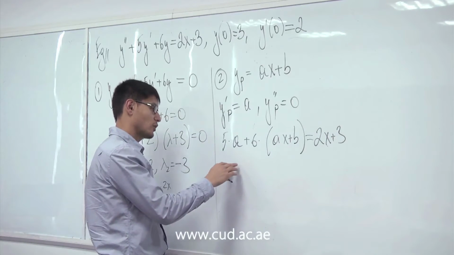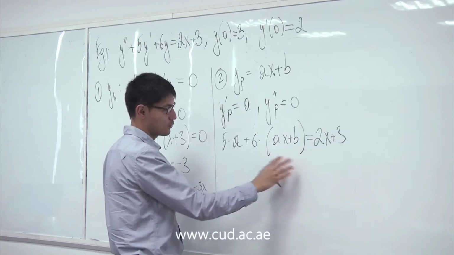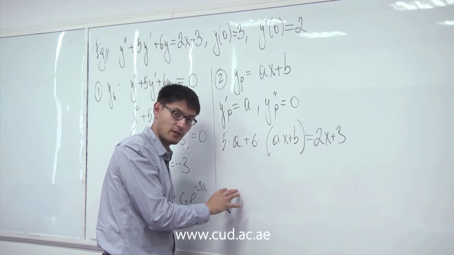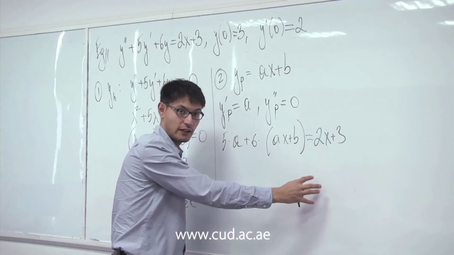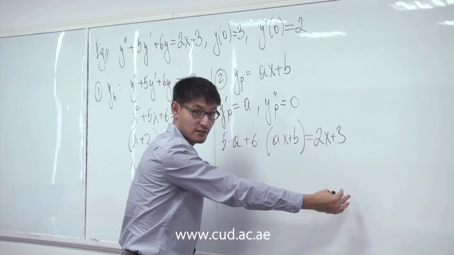Now, the next thing you have to understand is that in order for the two sides to be equal to each other, the coefficients of x on the left have to be equal to the coefficients of x on the right. And the constants on the left have to be equal to the constants on the right.